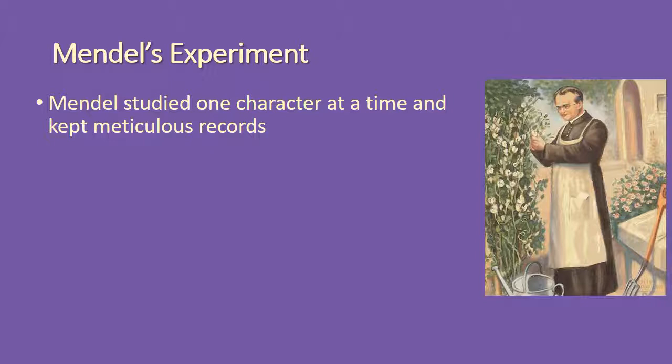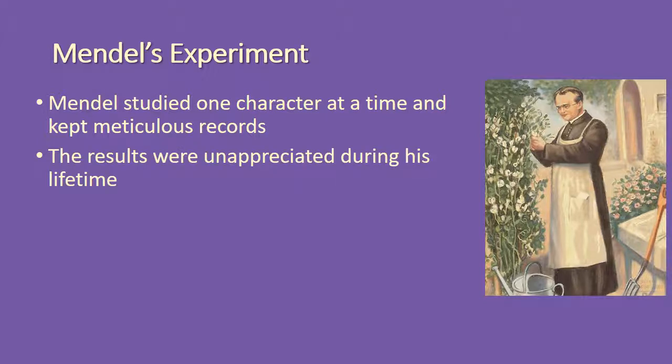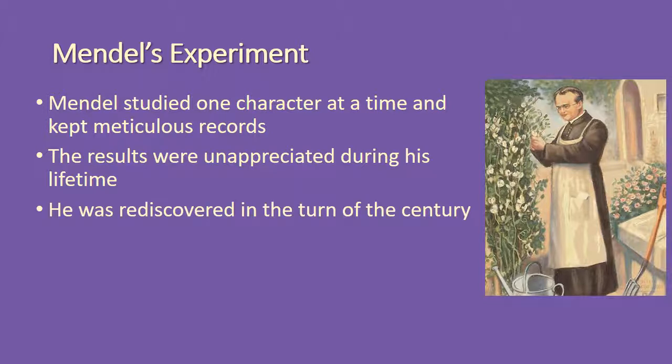So Mendel studied 1 character at a time, kept very meticulous records. I guess as a monk he didn't really have a lot to do, so he had plenty of time to play with his pea plants. He spent years on this research, and published it, and nobody really cared at the time. But at the turn of the century, in the early 1900s, his work was rediscovered. Some other researchers ended up doing the same kind of research and coming to the same conclusions.